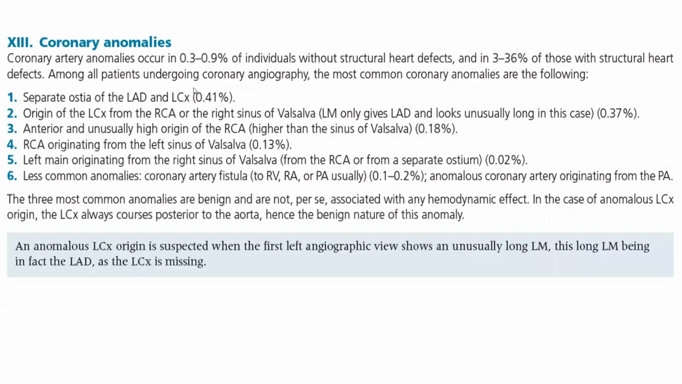So coronary anomalies are seen in 0.3 to 0.9% of individuals, and much more so in patients with congenital heart defect. Particularly, anomalous origins are most common, specifically anomalous origin from the contralateral sinus of Valsalva, like anomalous origin of left circumflex from the right sinus of Valsalva, which is most common, or RCA from the left sinus, or least commonly left main from the right sinus of Valsalva.